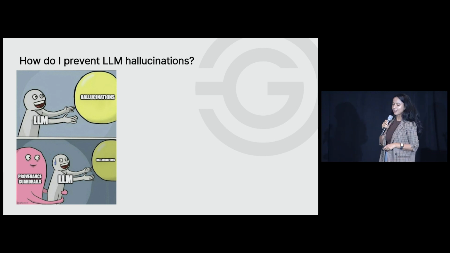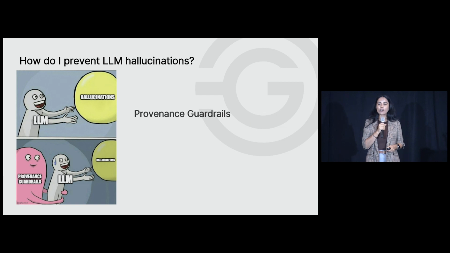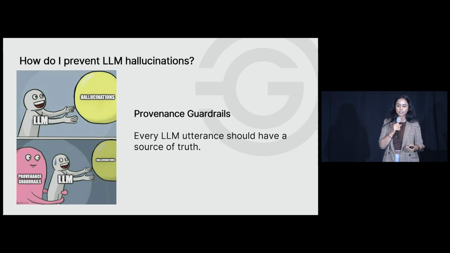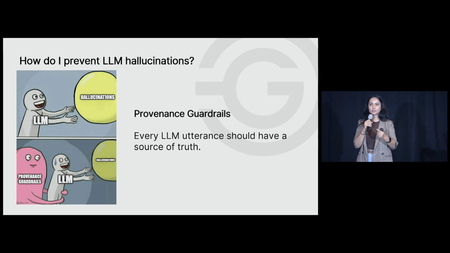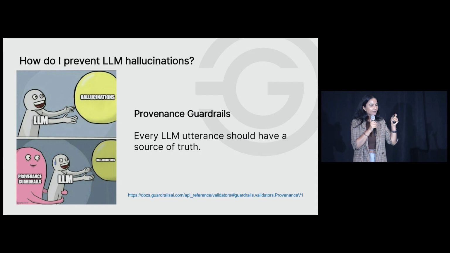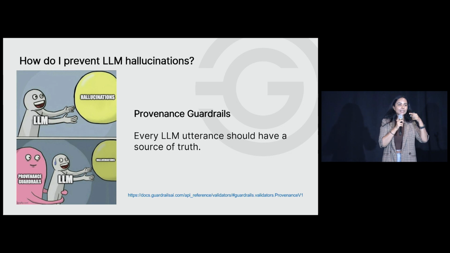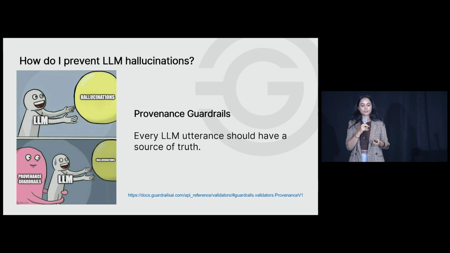So what we have in Guardrails is this paradigm that we call provenance guardrails, right? And the idea of provenance is that every LLM utterance should have a source of truth. And so the idea is that you can break up what the LLM generates into smaller chunks and then try to cite where exactly this chunk came from. And if you're able to establish provenance, that's one way of interpreting that this output wasn't hallucinated. If there's no provenance, you can't establish what the citation or what the source of this was, then you can arguably infer that this output or this utterance was hallucinated.